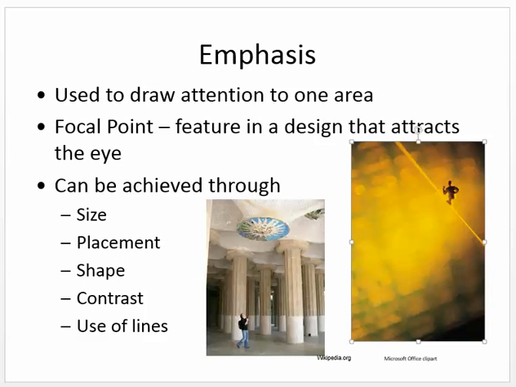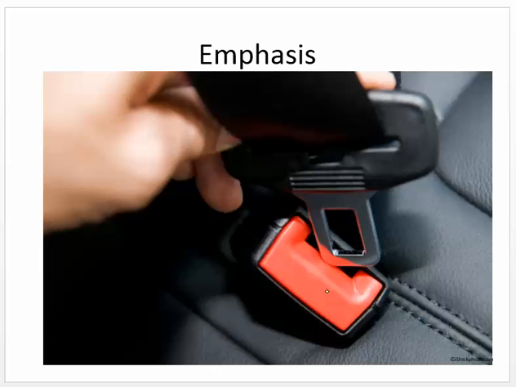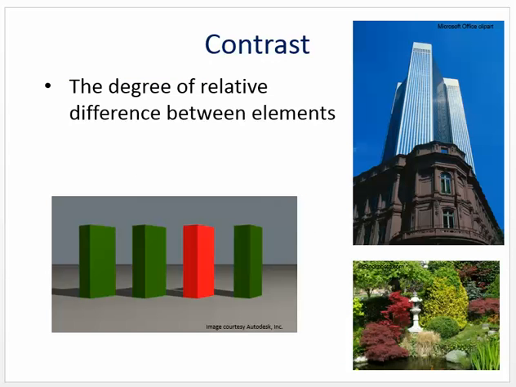Emphasis. Emphasis means they've done something to put emphasis or draw the attention to one area. Obviously up here the blue circle is drawing emphasis. The man up here, or the laser, is the emphasis, or you could say that this right here, the bright spot, is the emphasis, which draws your attention to the man. Your seatbelt, because it's orange and everything else is black, draws emphasis to it.